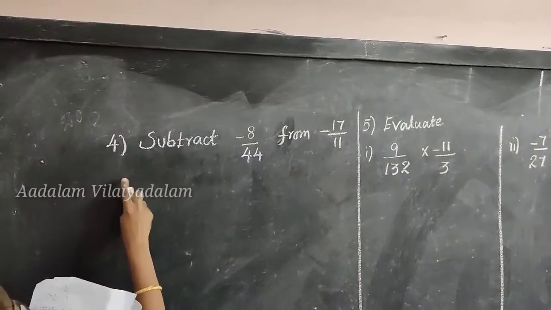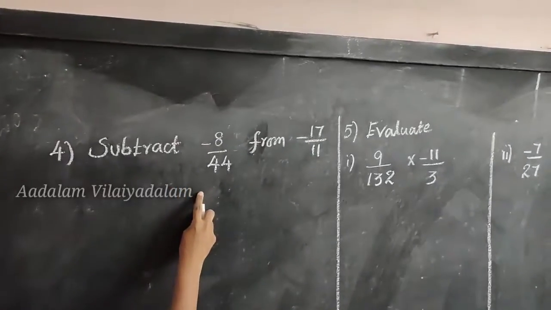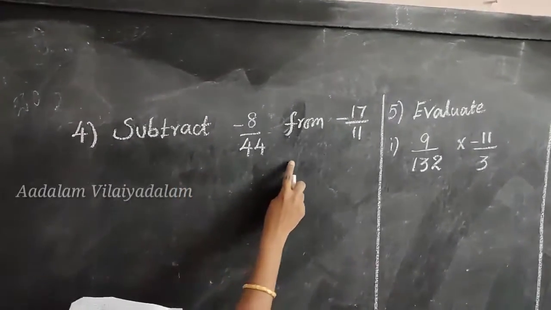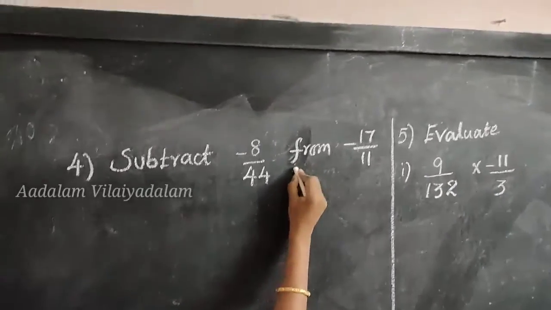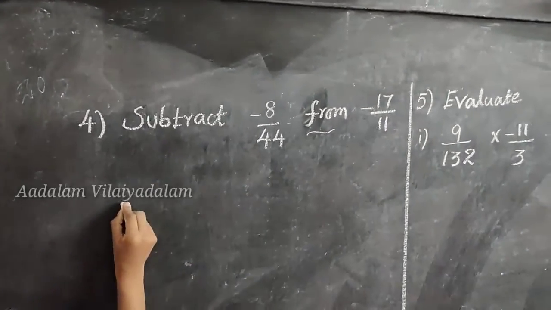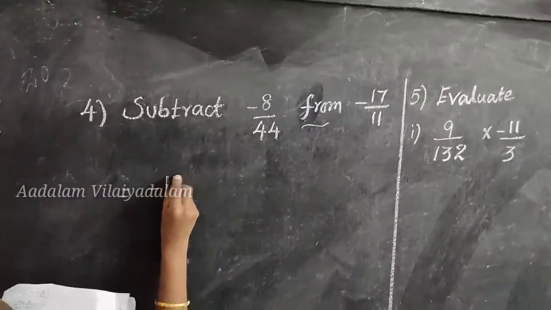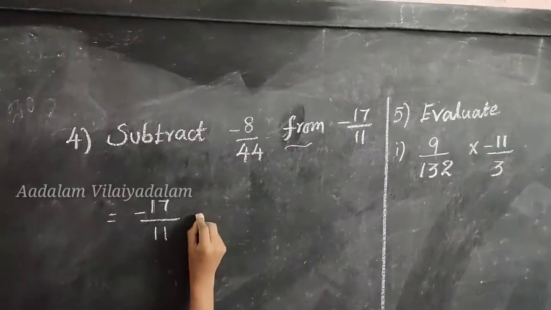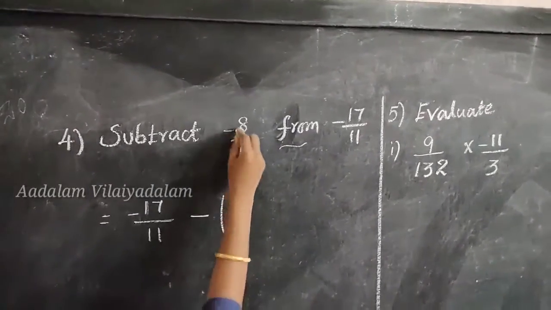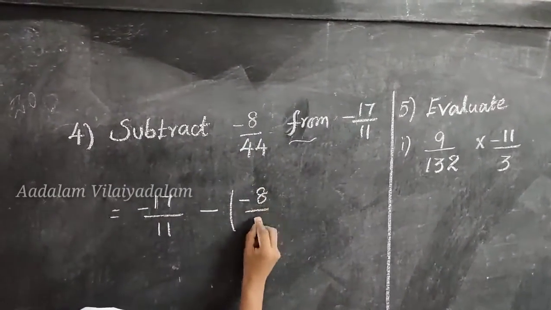So fourth question: subtract minus 8 divided by 44 from minus 17 divided by 11. So here, from only, first write the from term only, minus 17 divided by 11. So subtracted from, subtract minus 8 divided by 44.